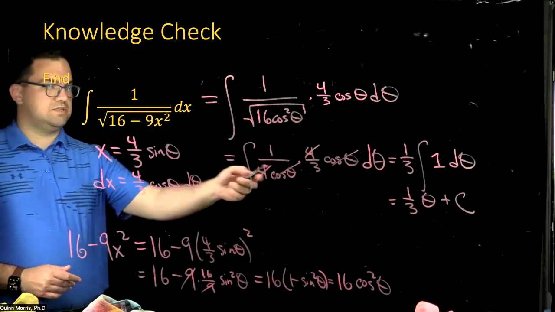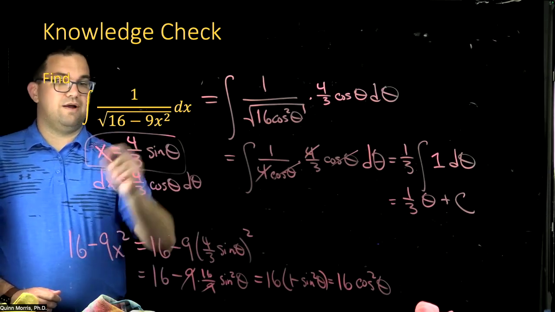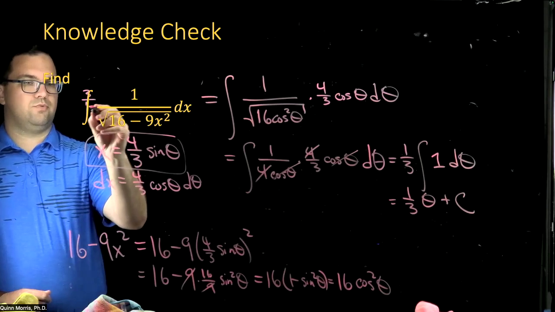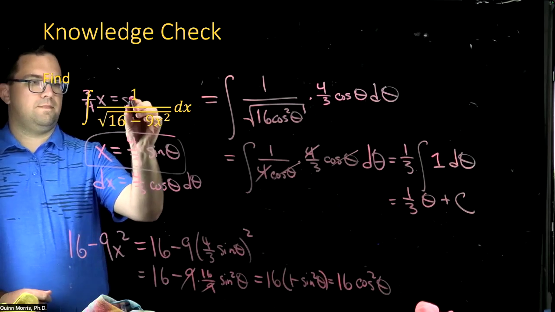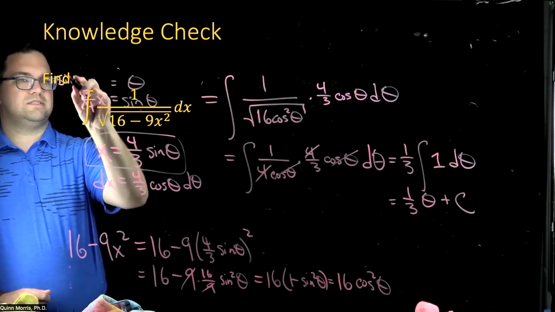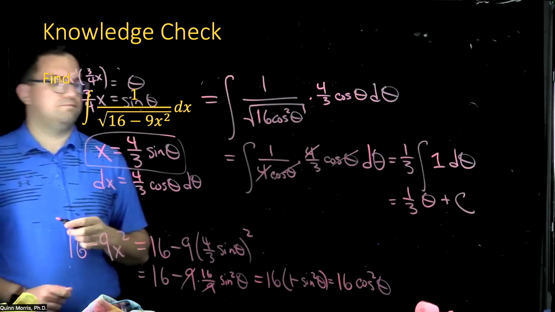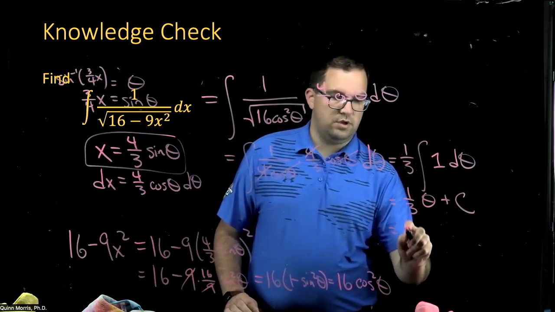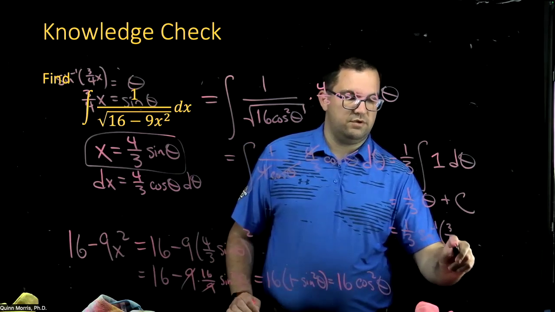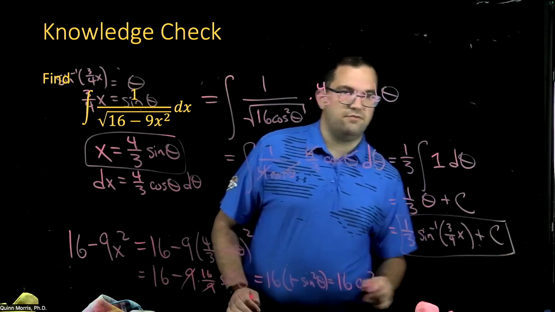And now the last thing to do is convert back. I need to know what theta is. So if I come here, I don't even need a reference triangle. I can actually solve directly. So first I'll multiply both sides by 3/4 to get this. And that will give me that theta is sine inverse of 3/4 x. Okay. And so this is 1/3 times sine inverse of 3/4 x plus c to get our final answer.